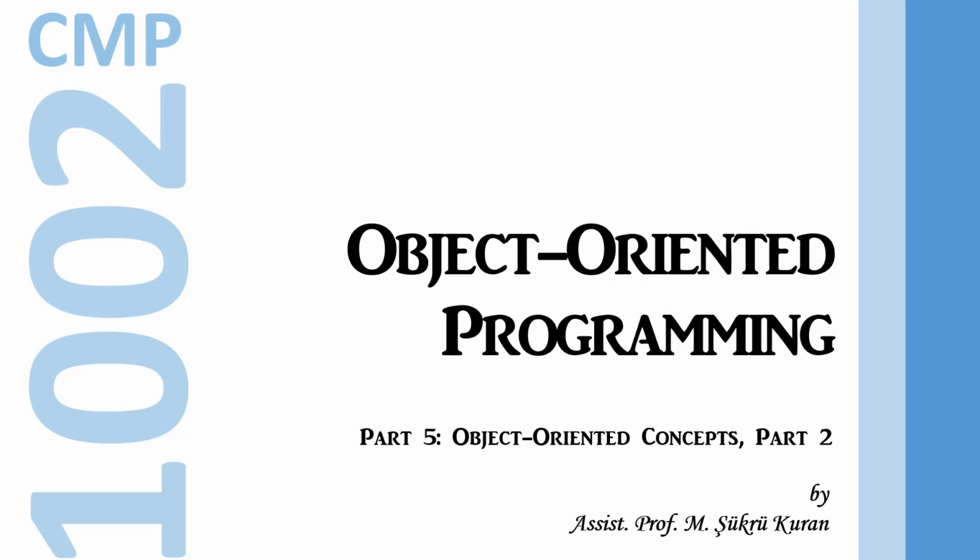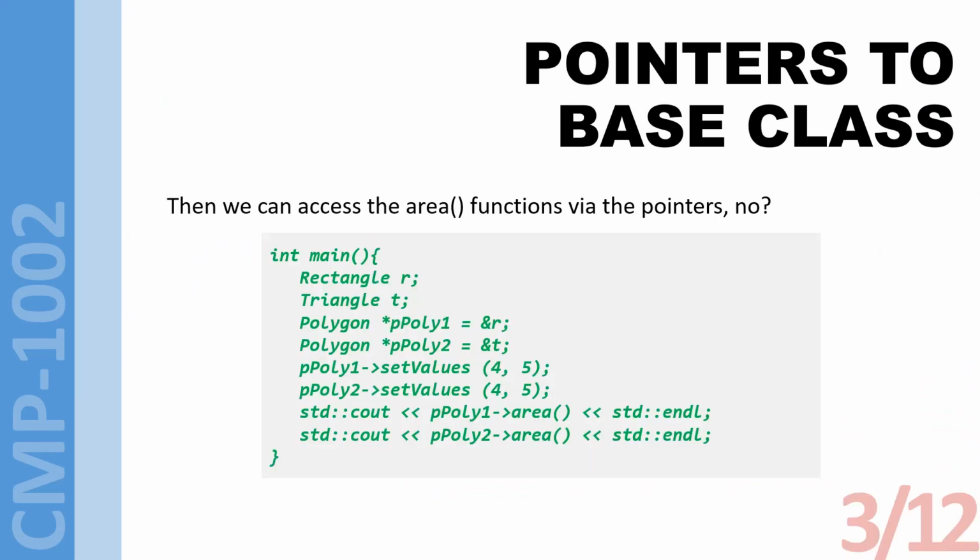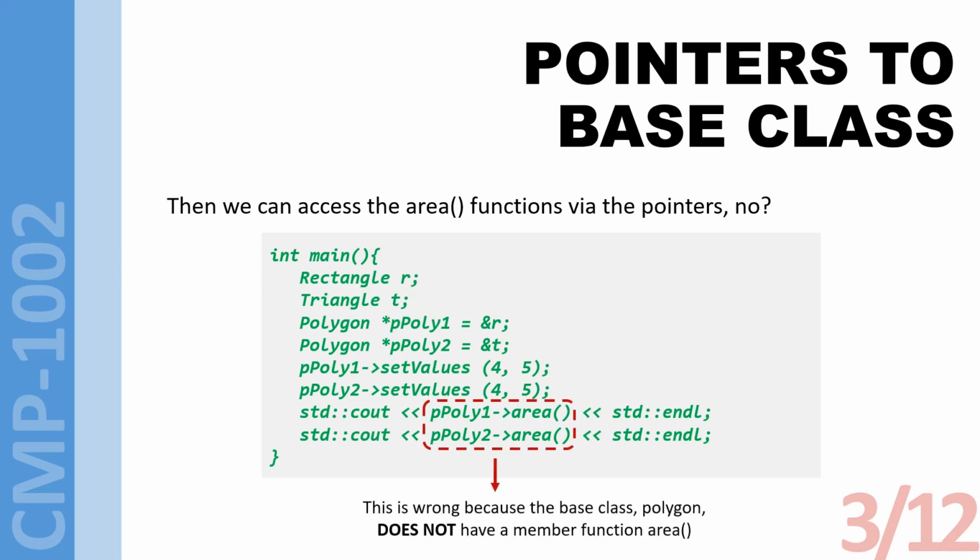Hello all. So this is going to be a supplementary video for the fifth part of our CMP 1002 Object-Oriented Programming course. If you remember, in this week we have covered a couple of things. Start with the pointers to base classes, and then we have underlined a bit of a problem when we are trying to access the main classes pointers via the child's functions.